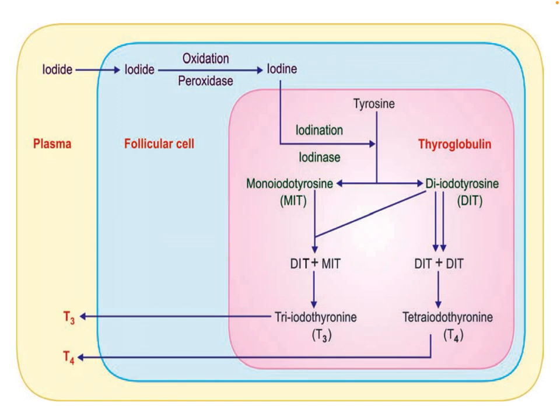Iodination of tyrosine occurs in several stages. Tyrosine is iodized first into MIT and later into DIT. MIT means monoiodotyrosine and DIT means diiodotyrosine. MIT and DIT are the iodotyrosine residues.